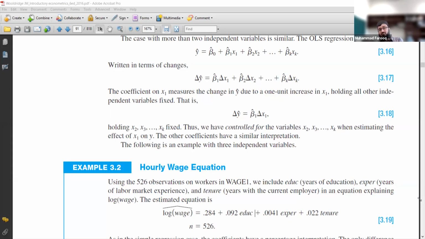So that's the same ceteris paribus thing that we are doing here. So we are saying keeping experience and tenure fixed, keeping them constant, what is the change in my y variable if education changes? And that's given by the coefficient on education. ठीक है? Any other remarks on this regression?